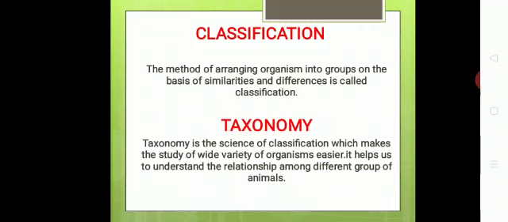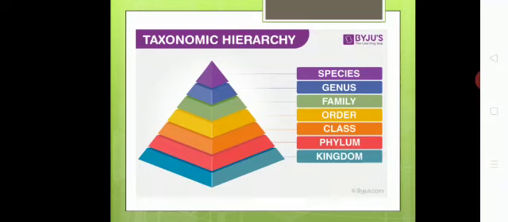We saw that we have more than 1.5 million species in this world, so we need some classification to study them. That science of classification we call taxonomy. And then we saw the taxonomic hierarchy, that is, species, genus, family, order, class, phylum and kingdom. We discussed everything one by one.